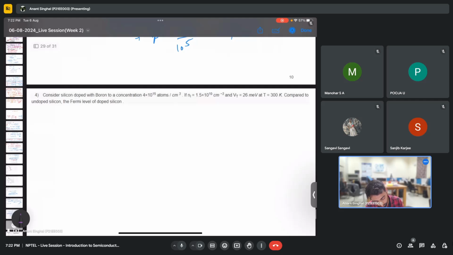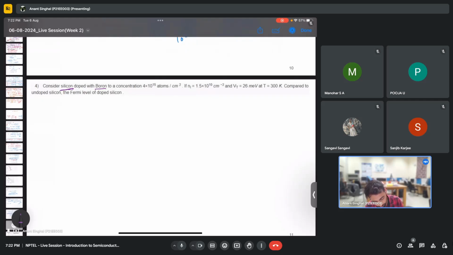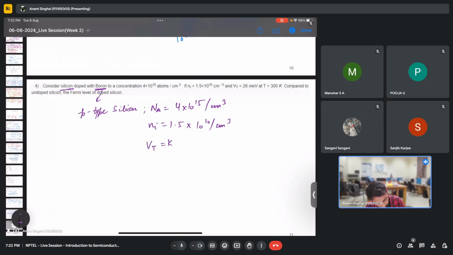Moving forward, so we have a silicon which is doped with boron. So boron is a p-type impurity. So this is a p-type silicon having a concentration. For p-type we have Na as 10 raised to power 15 per centimeter cube. We have Ni given in the question as 1.5 times 10 raised to power 10 per centimeter cube. Vt, that is Kt also, is given as 26 milli electron volts. So compared to undoped silicon, the Fermi level is... So basically, you need to find out Ei minus Ef.